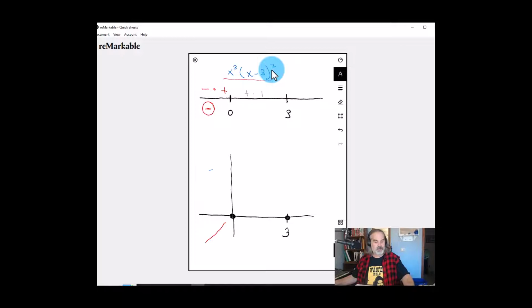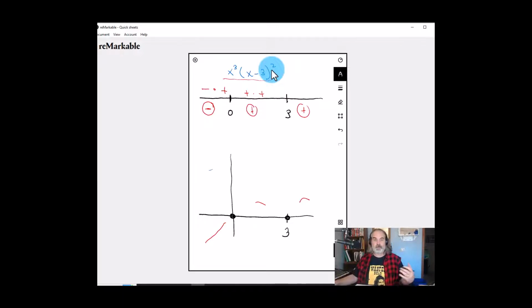So that function will produce a positive times a positive, or positive overall, and then certainly greater than 3, this function will also be positive. And so that means that the graph is going to be above the axis between 0 and 3, and above the axis on the other side of 3.